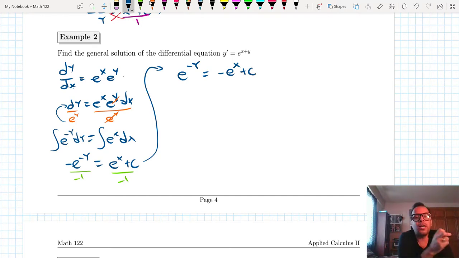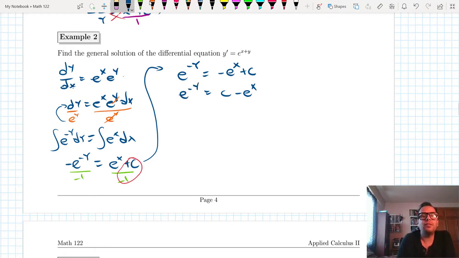You might wonder why, because this c divided by -1, well, we have a constant divided by -1, which is still any constant. So in this case, it's irrelevant for now, but the value of the c will be relevant when we have an initial condition. Okay, so let me rewrite the order of this. Let me write it as c minus e to the x, equals e to the -y on the left-hand side.